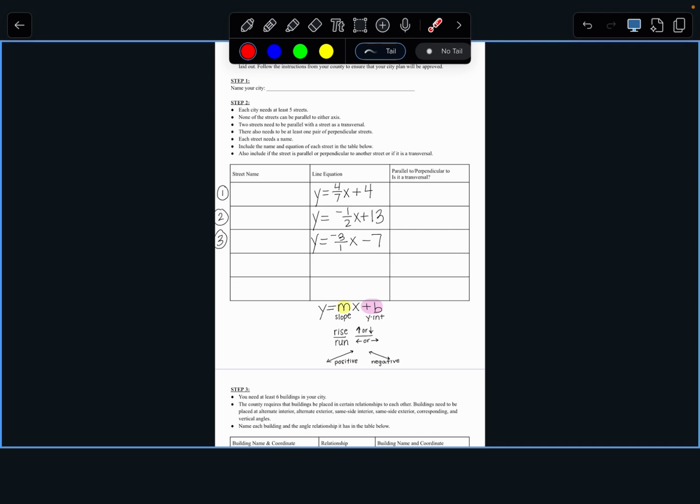Up is positive. So if it goes up to the right, it's positive. And if it goes down, down to the right is negative. Yep. There's also a guide right here on the board, right behind you, for slopes.